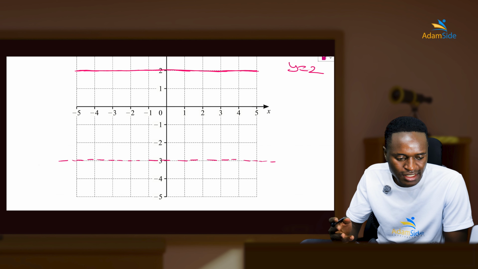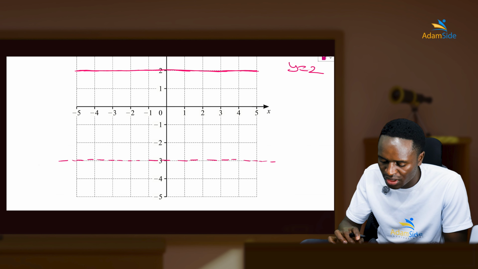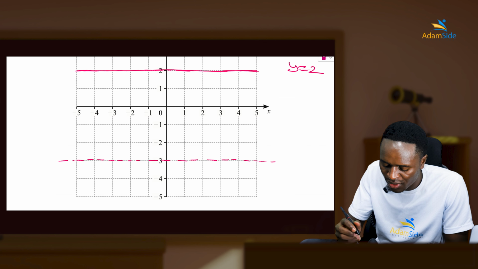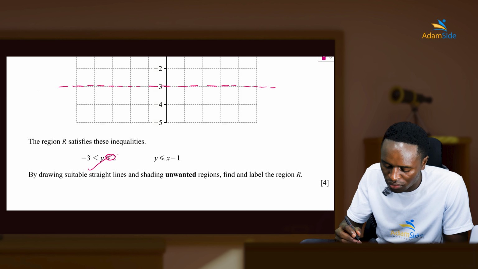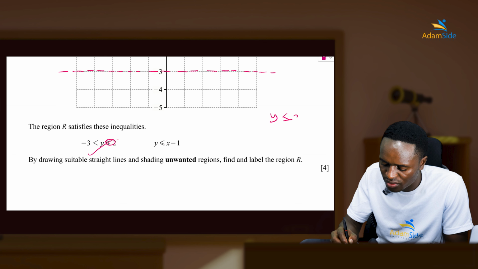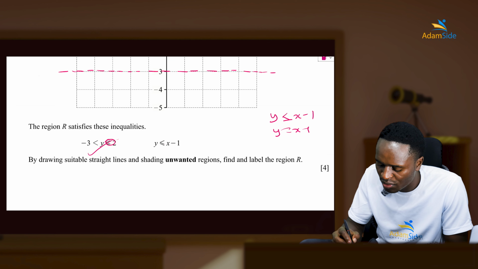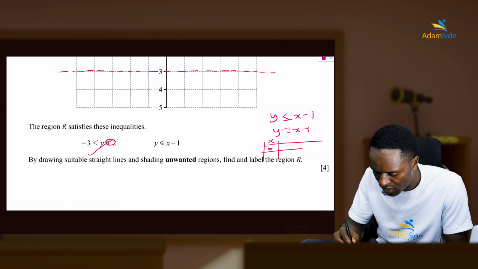Now, there are two rules here. I'll teach you the easier one. You say y is less than or equal to x minus 1, so we can say y is equal to x minus 1. We can have our own table. When x is 0, what is y? When x is 1, what is y? When x is 0, y is negative 1. When x is 1, y is 0.